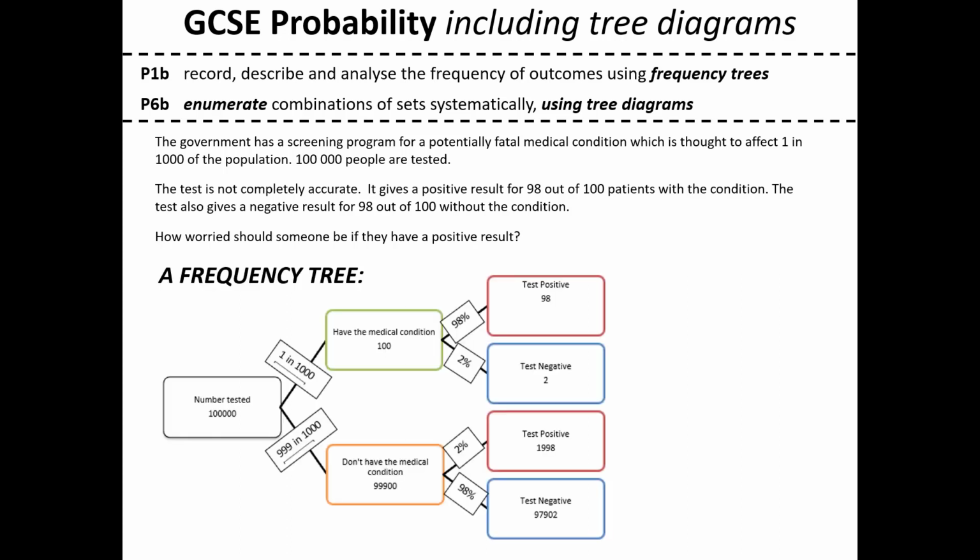Well, what you can do is draw a tree diagram. There are 100,000 people being tested. You can see that 100 of them will have the condition and 99,900 will not. Then you work out 98% of each of those numbers, and those are the ones which are correctly assessed. And then what you find out is that if you test positive, the chances you have the condition are less than 5%. That's actually quite easy to show with those numbers.